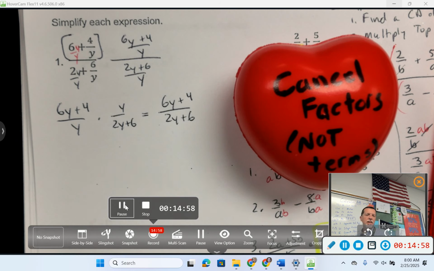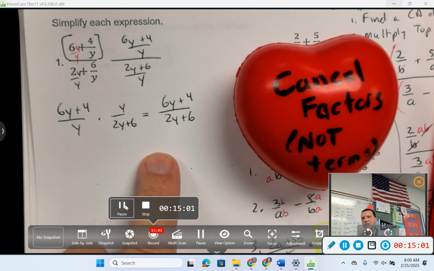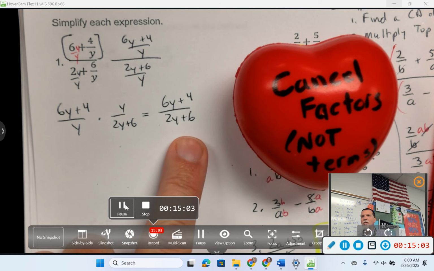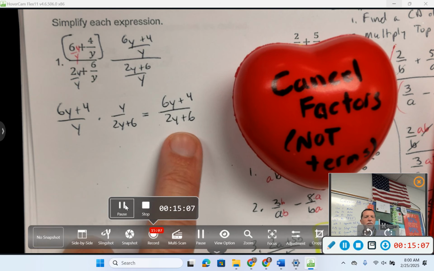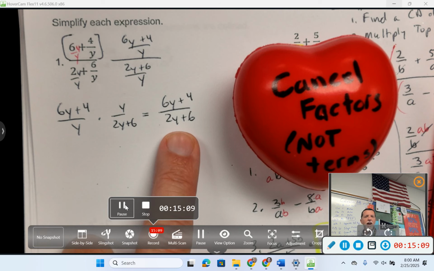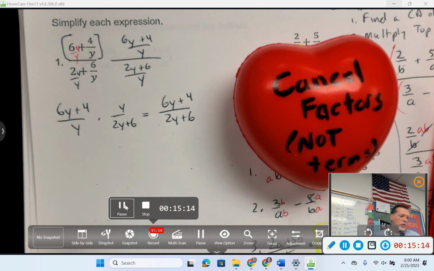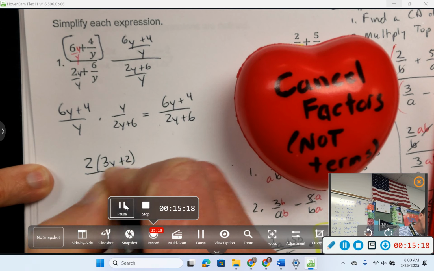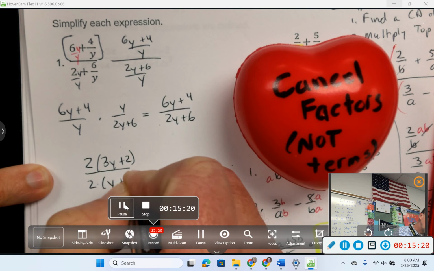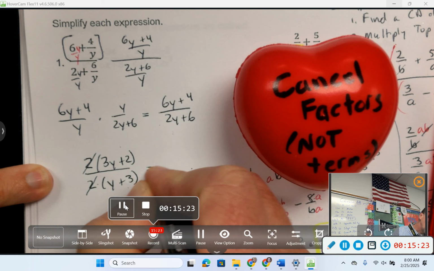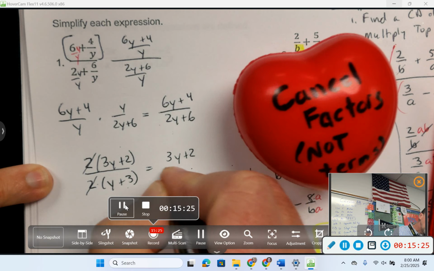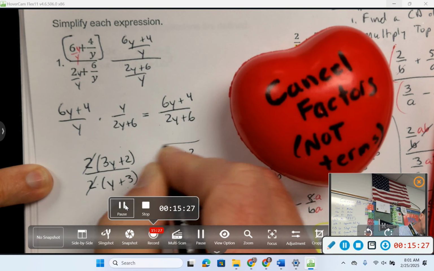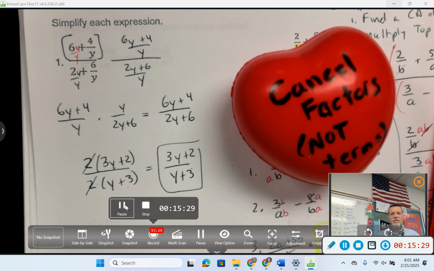Can I reduce the 6 and the 2? No. How about the 4 and the 6? Yeah, Kennedy's right. So what do I do with this thing? I factor out a 2 from both. You could do that in your head and reduce everybody by 2, or you could do it the more official way and show your work. We cancel factors, not terms.